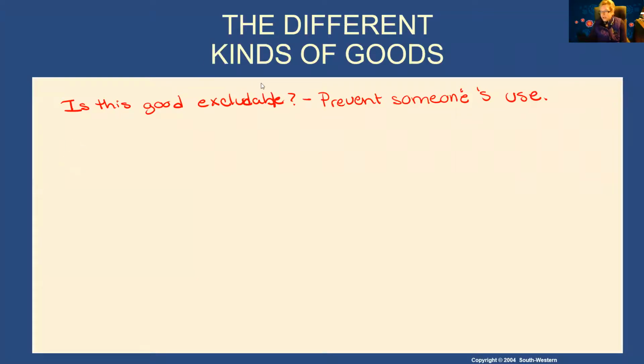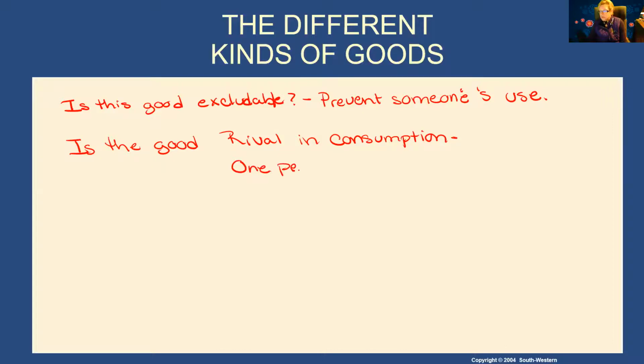Okay, let's look at the next question we want to ask ourselves. The second question when classifying a particular good is, is this good rival in consumption? What rival in consumption means is that one person's use means there's less to go around.